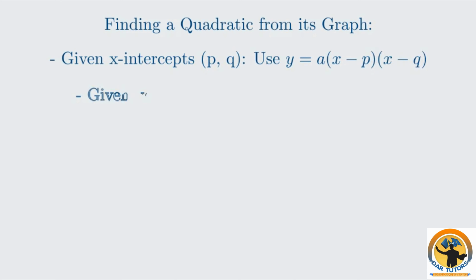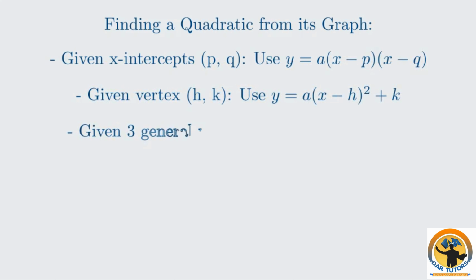Now, let's work in reverse. Given a graph or some information about it, can we find the equation of the quadratic function? The key is to choose the right form of the quadratic equation based on the information you have. If you are given the x-intercepts, use the factored form. If you are given the vertex, use the vertex form. If you are given 3 general points, use the general form.